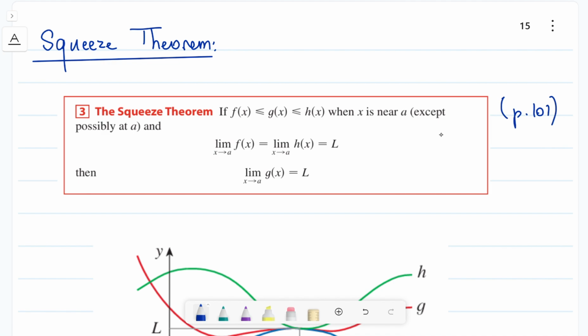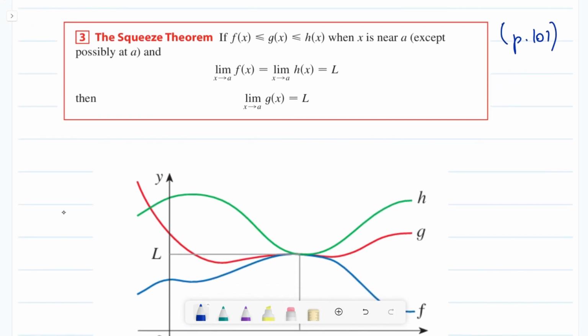Squeeze theorem, as the name suggests, we are squeezing something, and some people call it the sandwich theorem. So the squeeze theorem: if f of x is less than or equal to g of x, which is less than or equal to h of x, when x is near a except possibly at a, and the limit of f of x as x approaches a is equal to the limit of h of x as x approaches a equals L, then the limit of g of x as x approaches a is also equal to L.